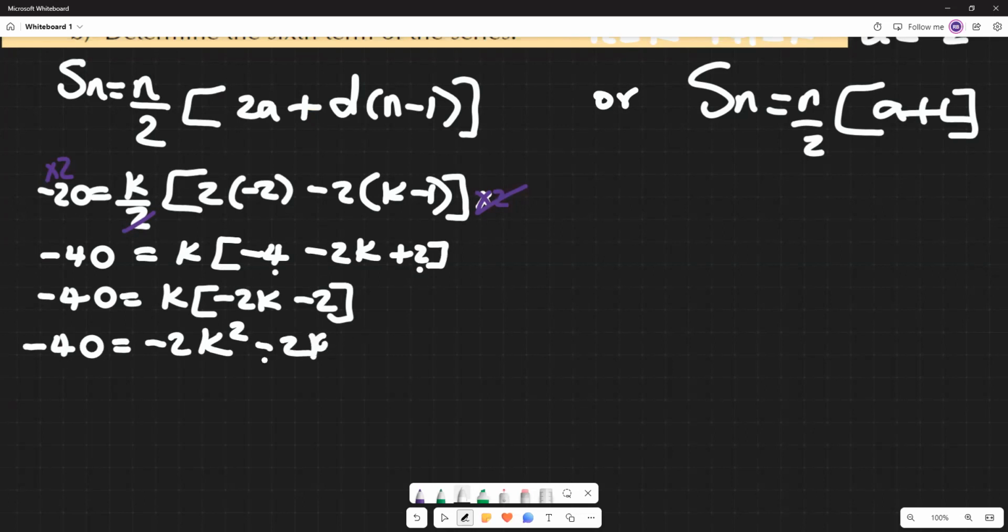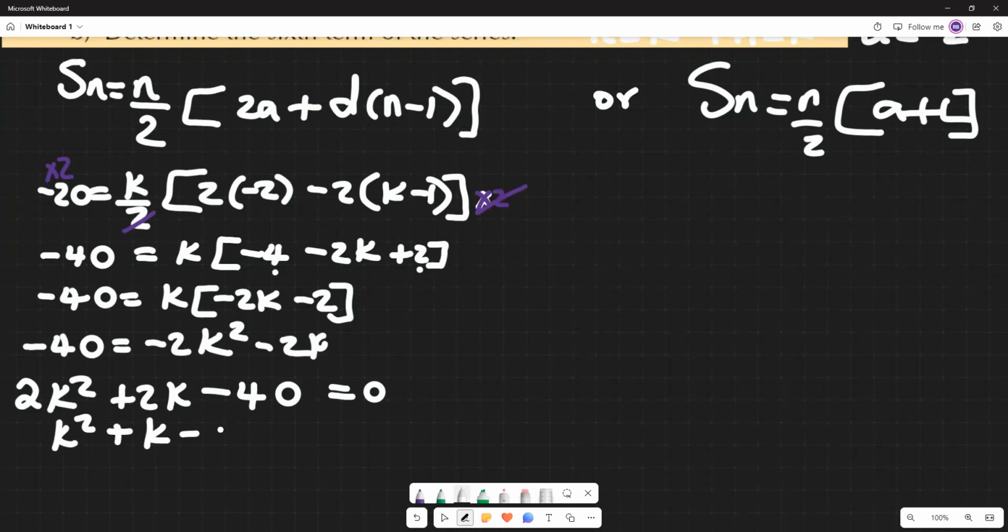And then now I'm going to move, because I always need the part of k squared to be positive. So I'm going to move these guys to the other side. So that will be positive 2k squared plus 2k minus 40, because it's still that side, then we have 0. Then I can see that 2 is common to both. So I'm going to have k squared plus k minus 20 equals 0.